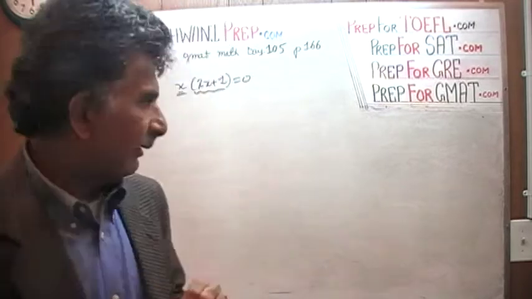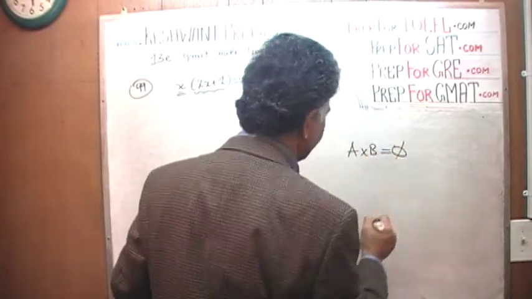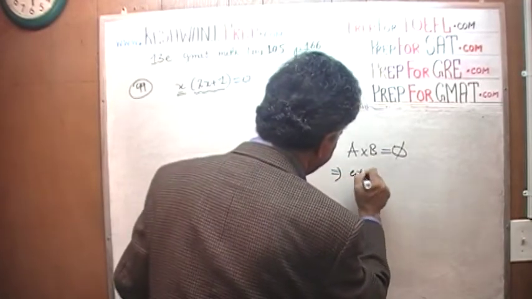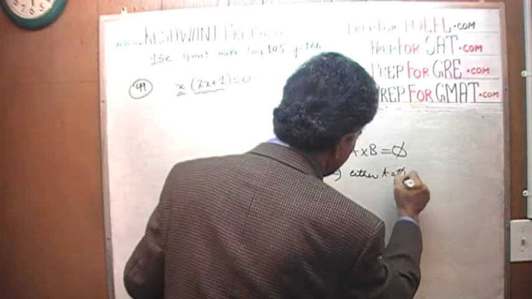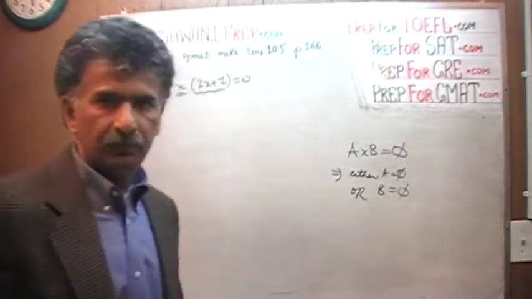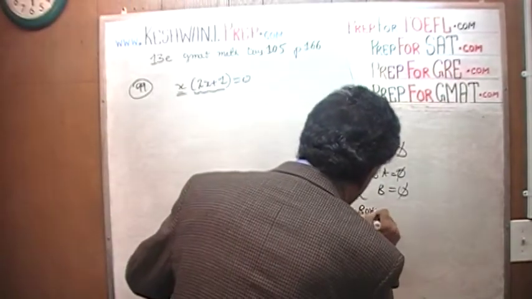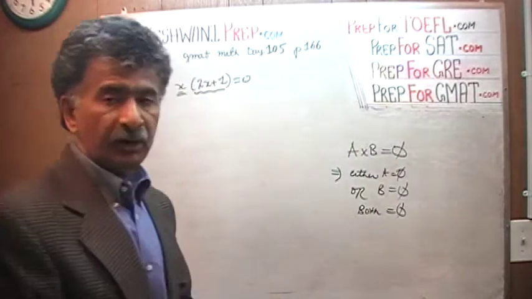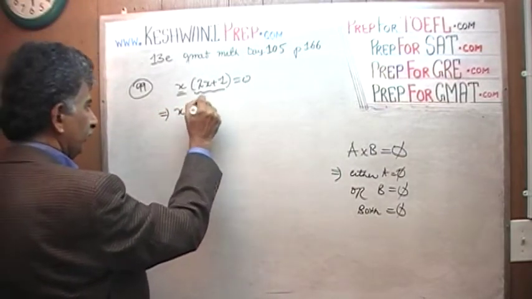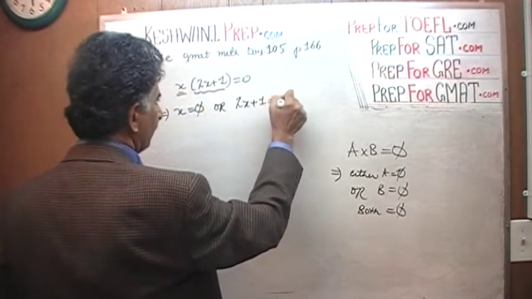When the product of two quantities is 0, there are two possibilities. For example, if a times b equals 0, that implies that either a is equal to 0 or b is equal to 0. And of course there is one more possibility, which is they are both equal to 0. So that's what we will do here. So this implies that either x is equal to 0 or 2x plus 1 is equal to 0.